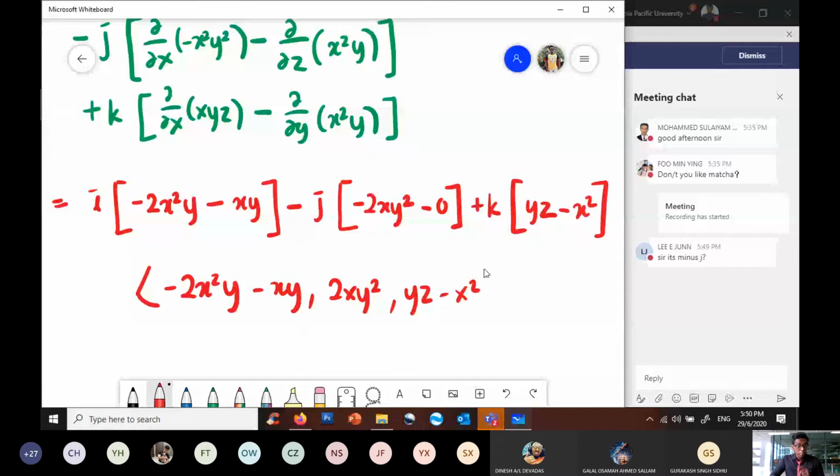This is my curl. Remember, the curl must be in vector form. So luckily I did get a vector. If you get a value, something went wrong somewhere. So this is your curl. If I put in any coordinates, let's say x is equal to 1, y is equal to 1, z is equal to 2, and put them into here, I will get the exact vector that tells me the tendency of the particle to rotate. Anyways, here they did not ask you to find the curl at any specific point, so let's just leave it. This is your final answer. Okay.